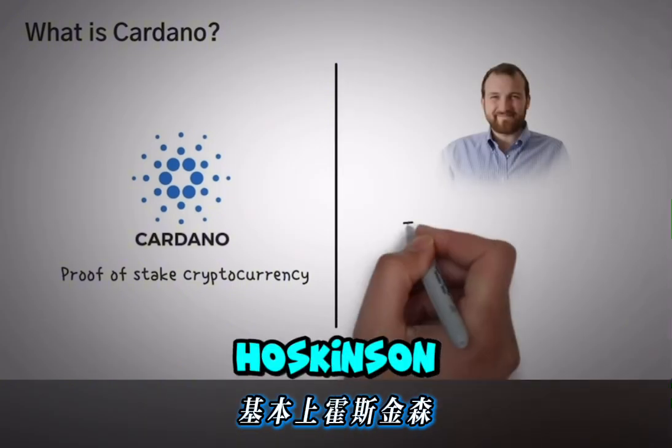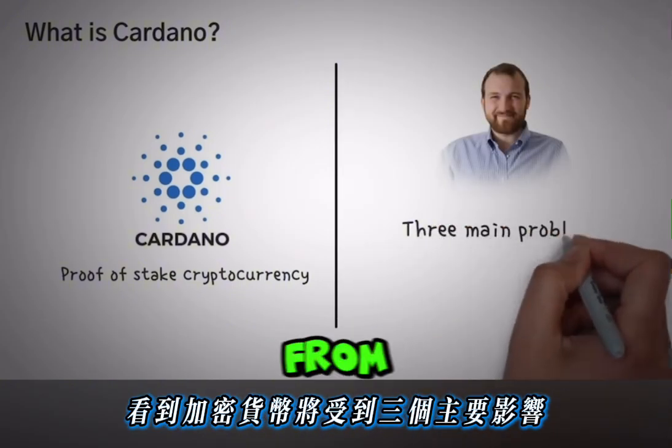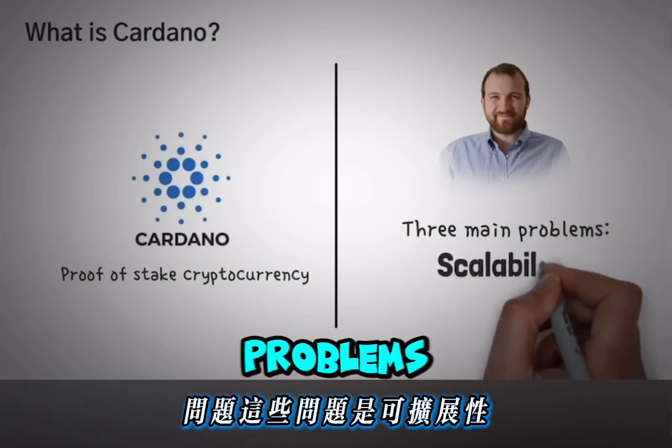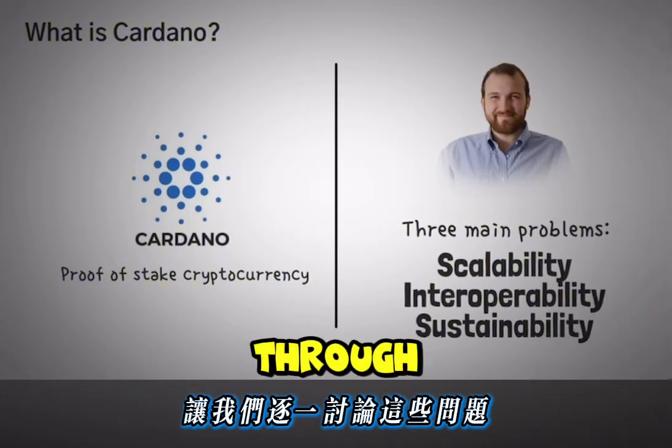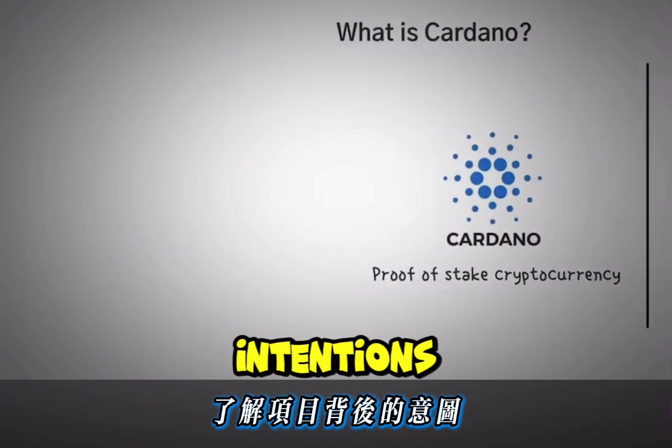Basically, Hoskinson saw that cryptocurrencies would suffer from three main problems. These problems are scalability, interoperability, and sustainability. Let's go through each of these issues to understand the intentions behind the project.